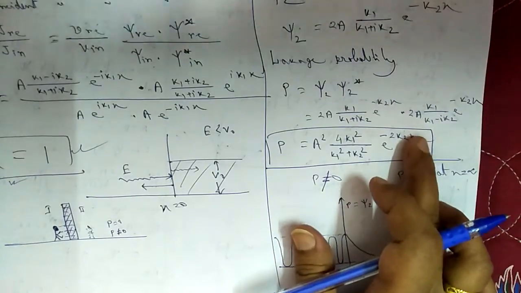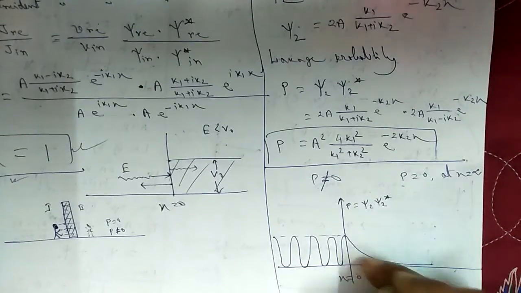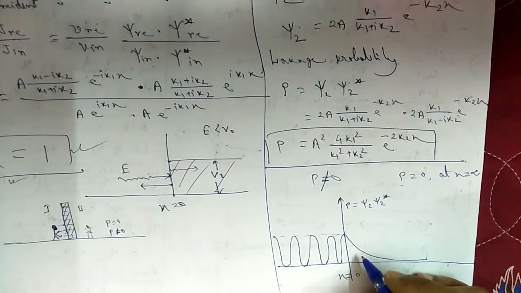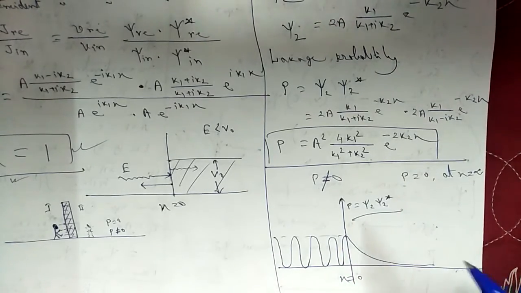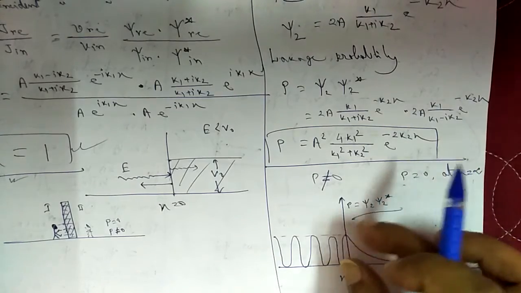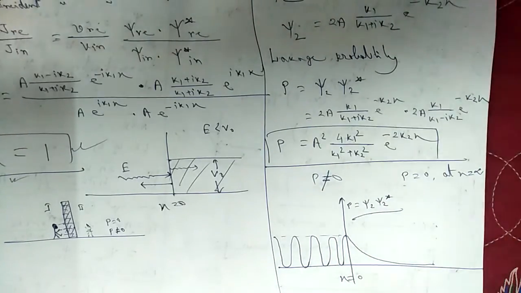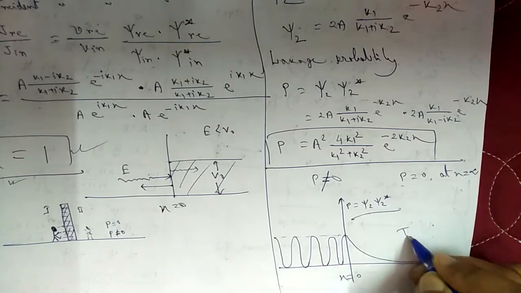If you put x equals infinity, e to the power minus infinity is 0; otherwise, everywhere there is a finite probability that the wave function will exist. Quantum mechanically, though the barrier height is greater than the energy of the particle hitting the barrier, the particle can travel through the barrier. And quantum mechanically, this phenomenon is known as tunneling.